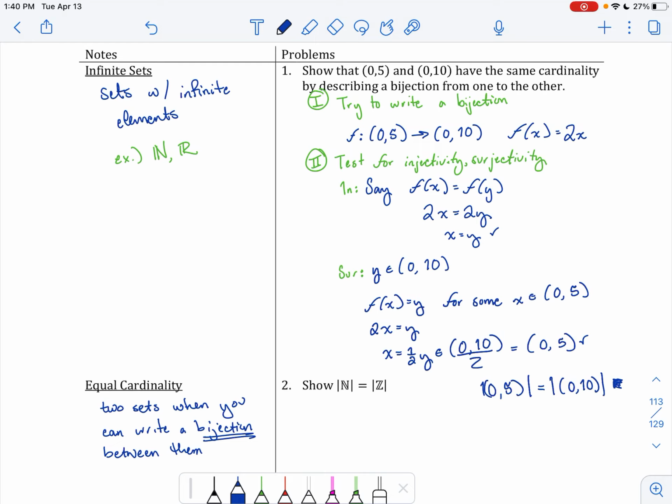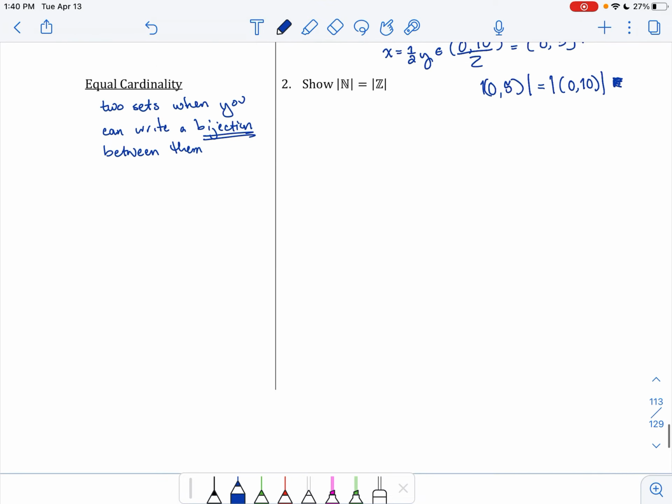Now, oftentimes the bijection will be a little bit harder to write than this. So we're going to go through a couple of famous examples of bijection so that you see those. And also you can use these as stepping stones. And I'll show you what I mean by that in a couple of minutes.